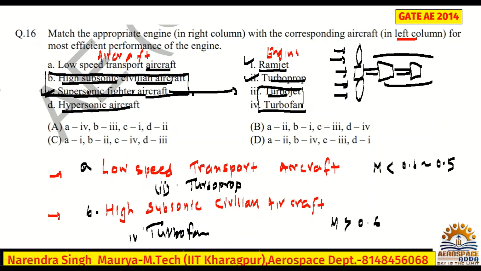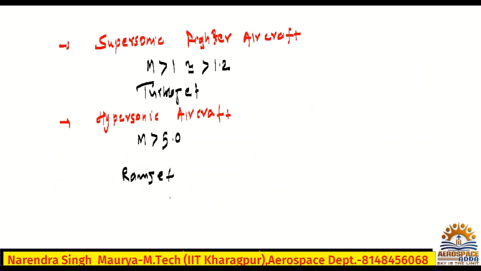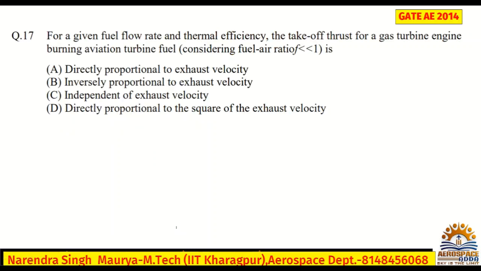Okay, so check: A2 B4. A2 B4. Yes or no? So this is the correct answer. Even D means hypersonic, I means ramjet. So yes, hypersonic ramjet you already have written. So what is the correct answer? Answer is D. So in this way you can get the correct answer. Okay, next.